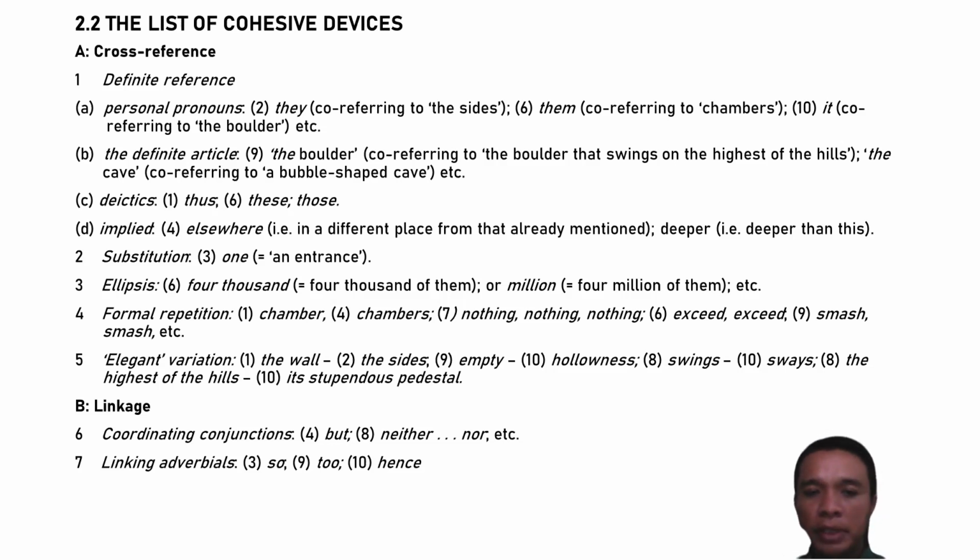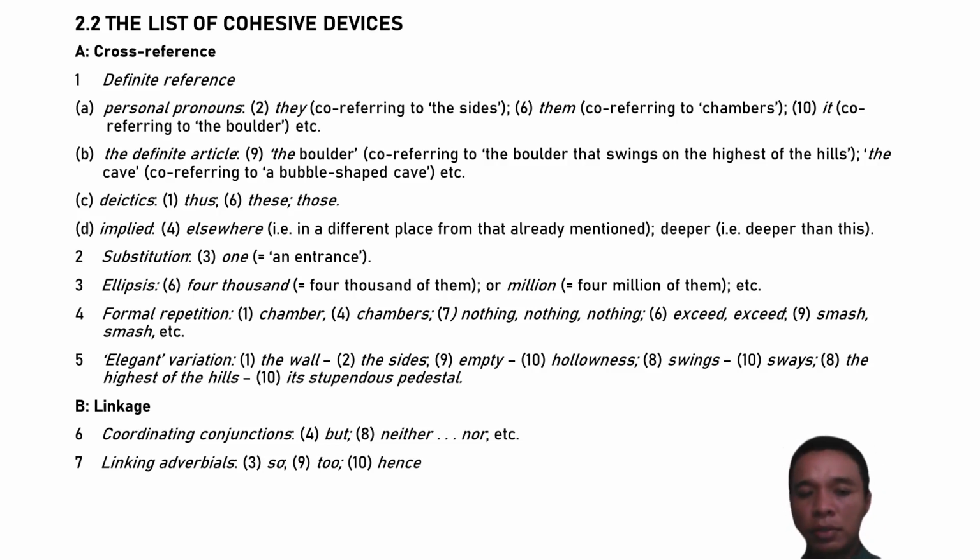4, formal repetition, for example, chamber, chambers, nothing, nothing, nothing, smash, smash, etc. 5, elegant variation, the wall, the sides, empty, hollowness, swings, sways, the highest of the hills, its stupendous pedestal.